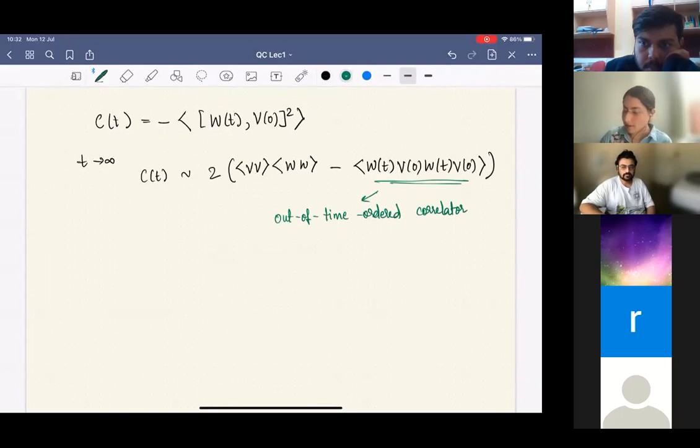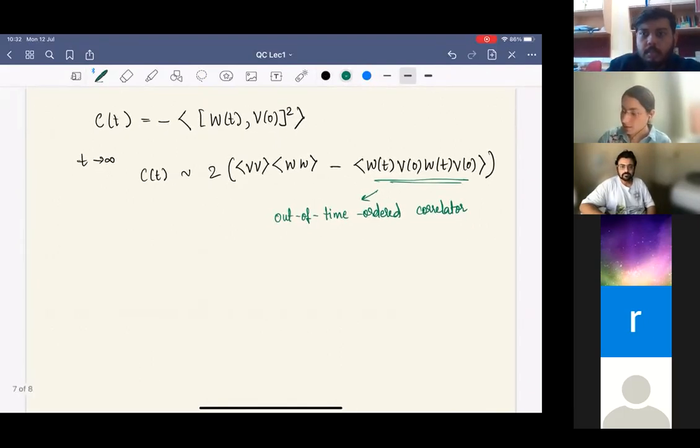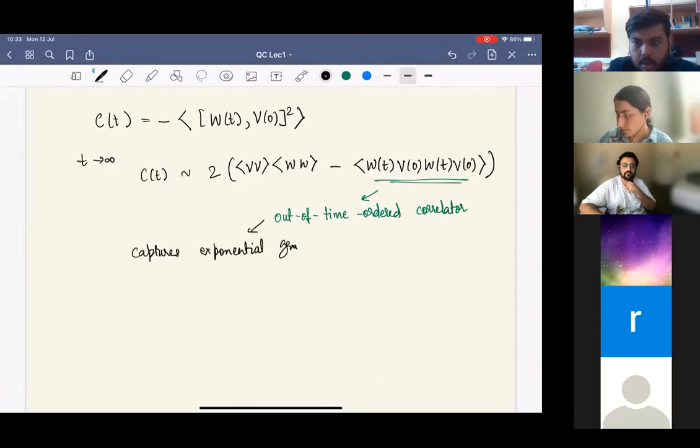As you can clearly see, this is why it is said to be the out of time order correlator. There is 0, t, and then 0 again, and then t. So this is the out of time order correlator that is quite discussed in the literature recently. We will now focus only on this correlator because it captures the exponential growth, and we will just focus on this in the remaining lecture.